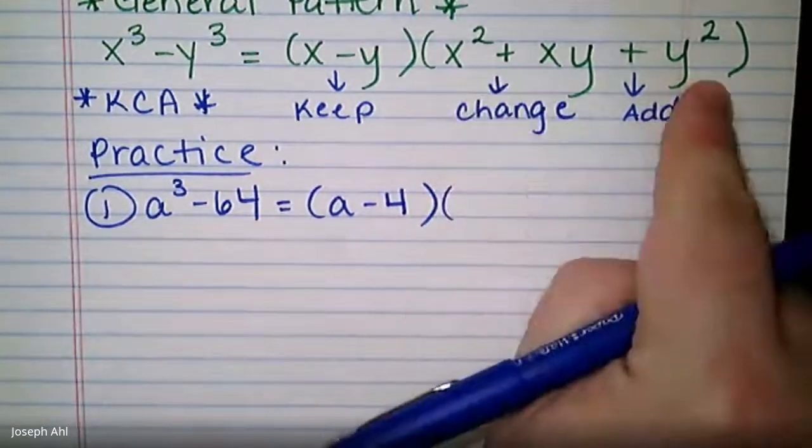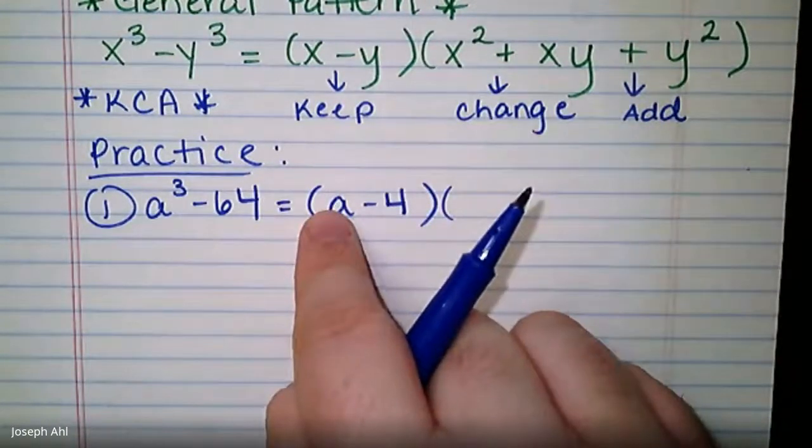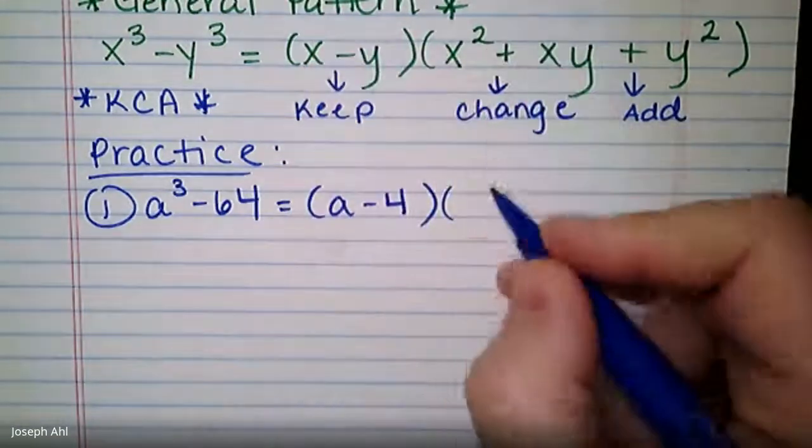Times, then we're going to multiply by a trinomial. So how do I get that? Well, square the first term from the binomial. So that's a squared.